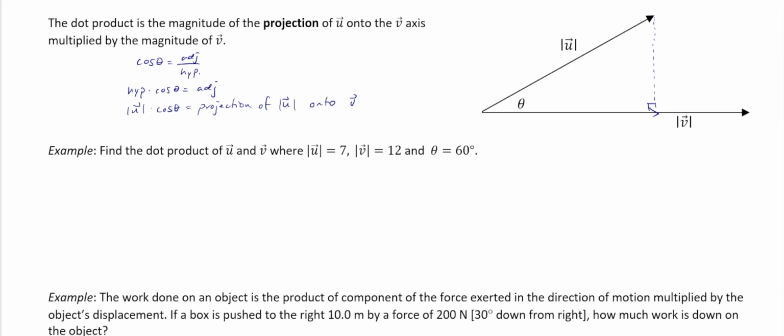Okay, first example. Find the dot product of u and v, where the magnitude of u is 7, the magnitude of v is 12, and the angle between them is 60 degrees. So literally this right here, the dot product of u and v is going to be our definition, which is the magnitude of u times the magnitude of v times cos of theta. Right there, these brackets are not necessary. So then let's just sub in our values. U is 7, V is 12, cos 60, and the answer there is 42.